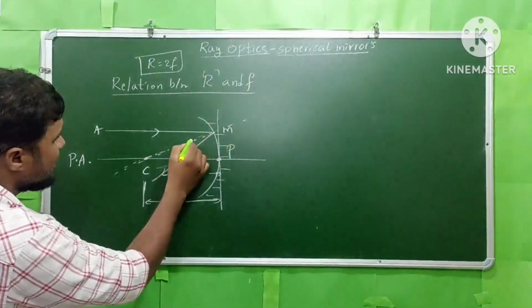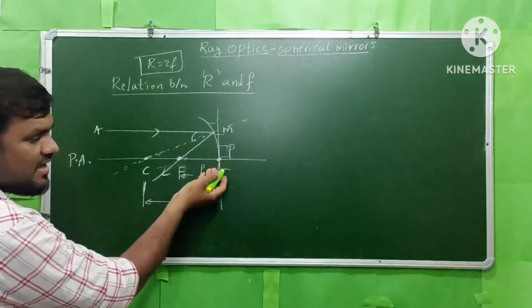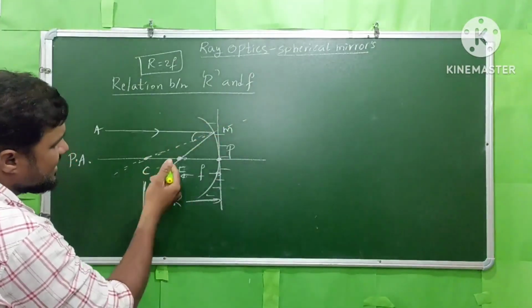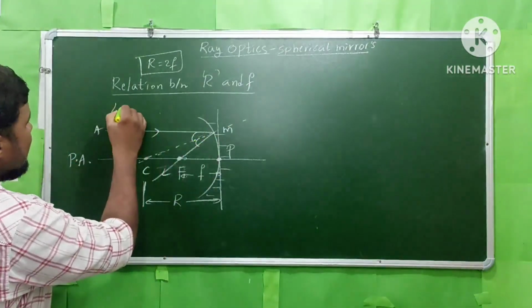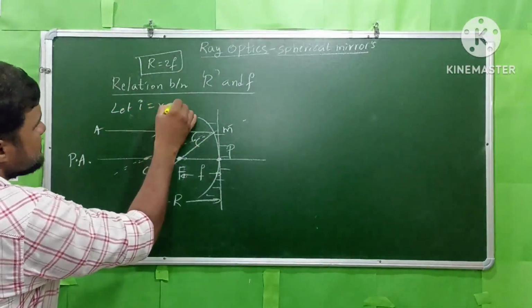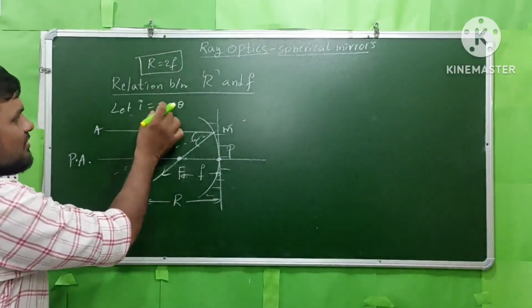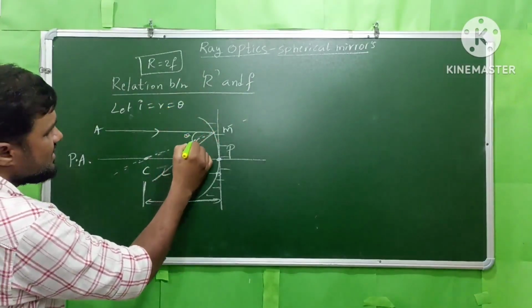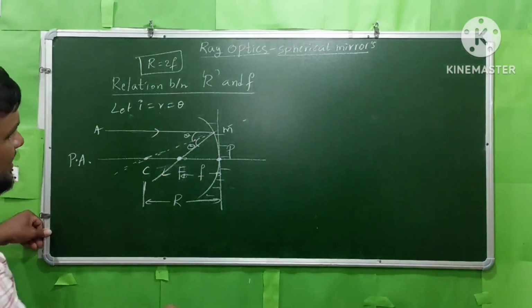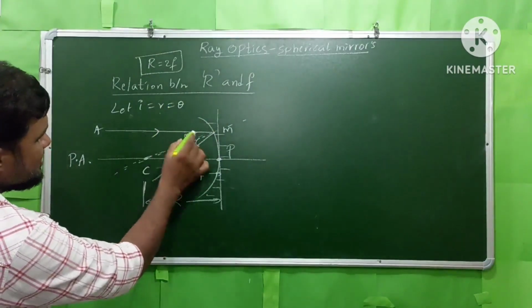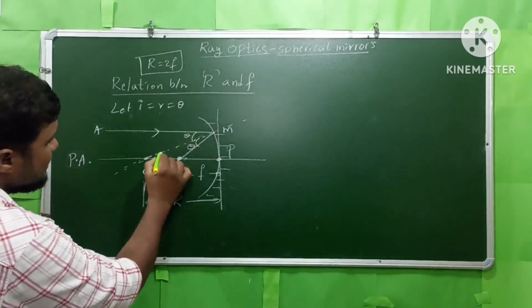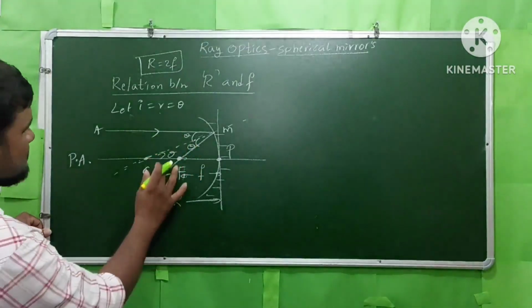The angle between the incident ray and the normal is the angle of incidence i. The angle between the normal and the reflected ray is the angle of reflection r. Let i is equal to r is equal to theta. Angle of incidence and angle of reflection remain the same. This is theta, and this also has to be theta. Interior opposite angles we can observe here. This is theta, this is theta, and this has to be theta.